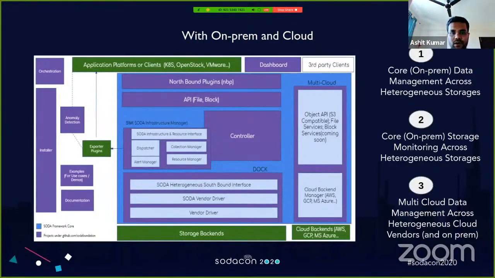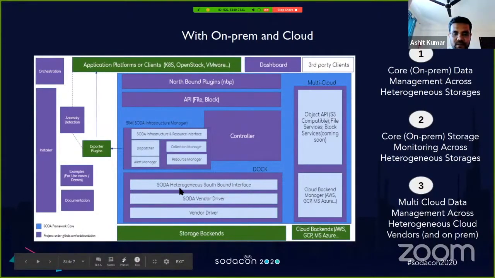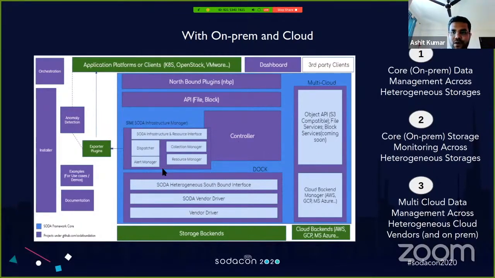Okay, so I won't go very deep into this architecture diagram that you see. There are lots of boxes and text. We have been talking about on-prem, cloud and all, so we have different solutions. The first one is on-prem data management across heterogeneous storage. That is where we have the SODA Foundation Doc solution, as well as SODA infrastructure management, which we call Delphin. Naju will talk about that. These are some of the on-prem heterogeneous storage management solutions we have.